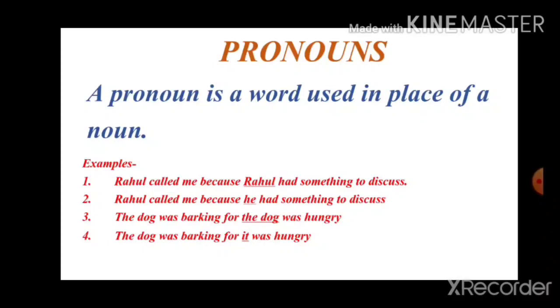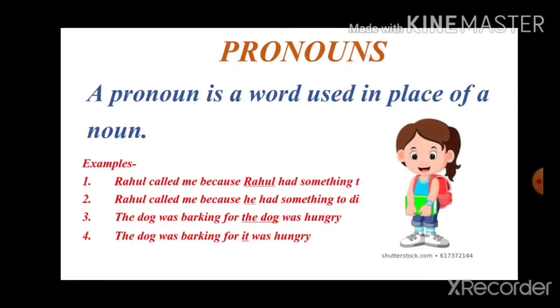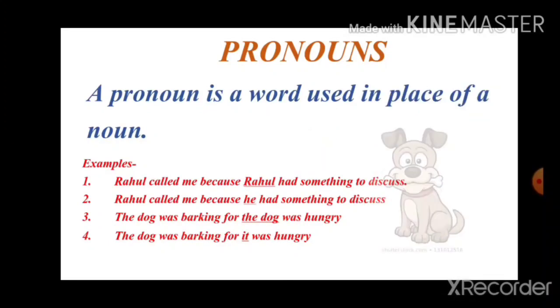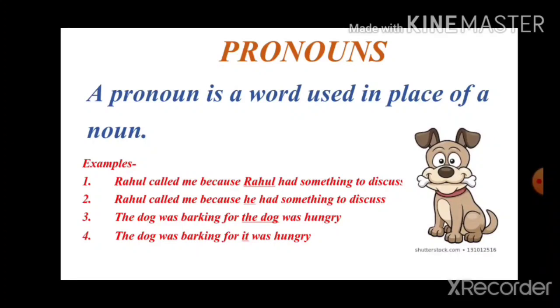Next, the dog was barking for the dog was hungry. No need to write the dog again. In the next sentence we can write, the dog was barking because it was hungry. So here he and it are pronouns. For girls we use the pronoun she. For boys we use the pronoun he. For non-living things we use the pronoun it.